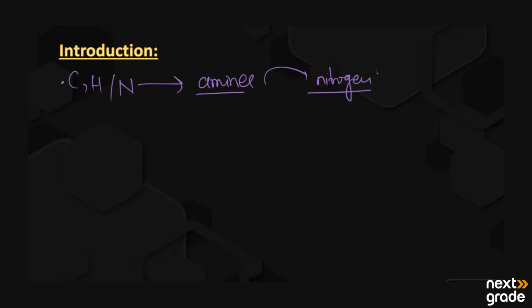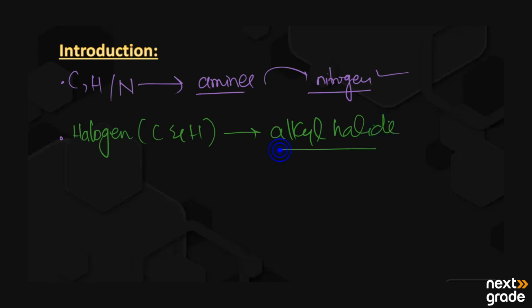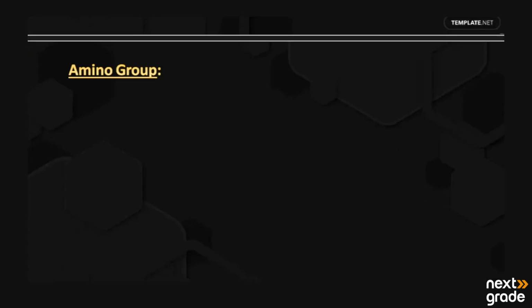in their functional group. On the other hand, if we are talking about compounds that have a halogen as a functional group along with carbon and hydrogen, then these are known as the alkyl halides. So we will learn about the amines and the alkyl halides in this section. So let's have a look at what amines are and what the amino group is.